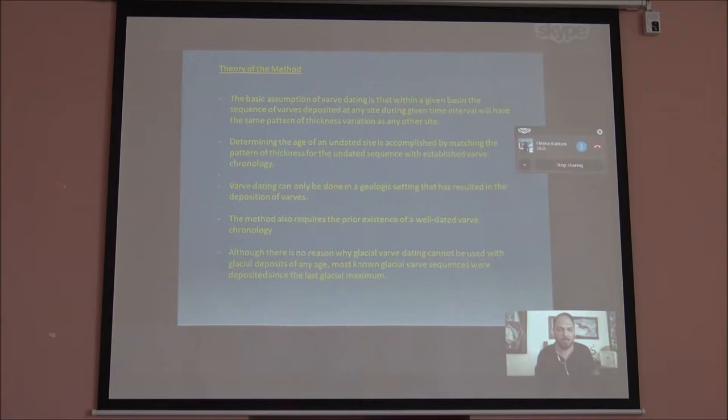Varve dating can only be done in a geological setting that has resulted in the deposition of varves. The method also requires the prior existence of a well-dated varve chronology. Although there is no reason why glacial varve dating cannot be used with glacial deposits of any age, most known glacial varve sequences were deposited since the last glacial maximum.